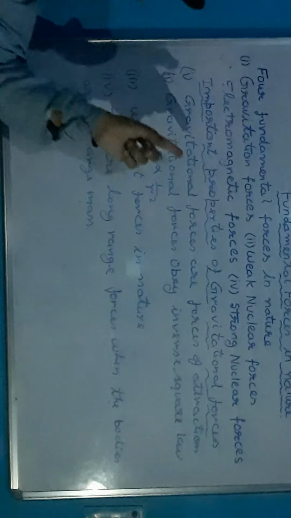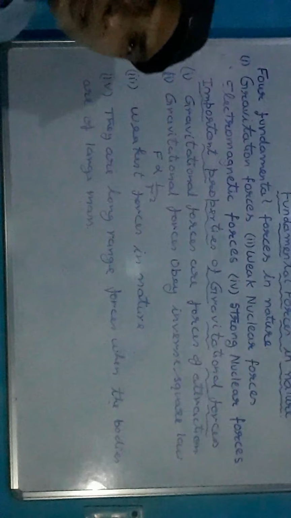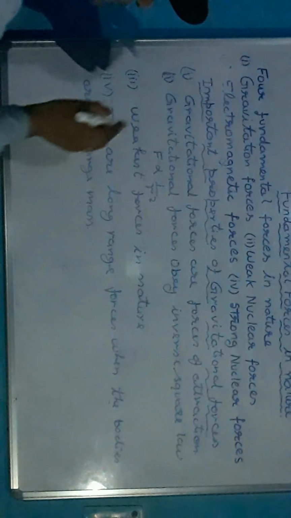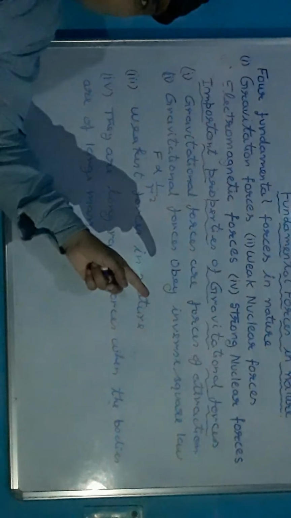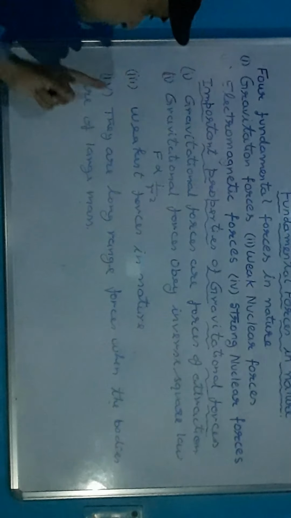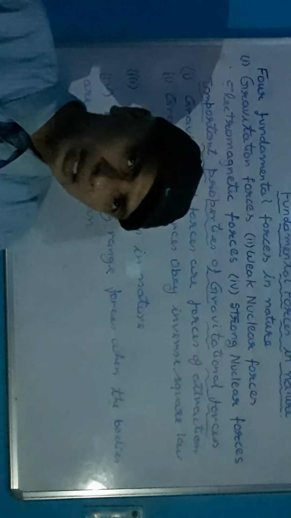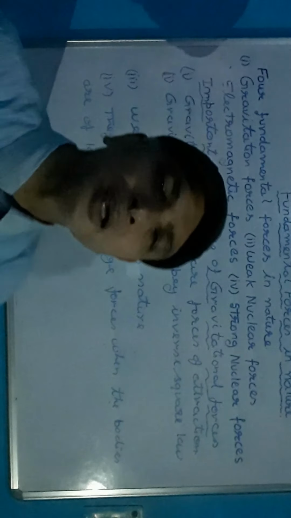So what properties have we studied? Gravitational forces are forces of attraction, an important one. They are not forces of repulsion. Gravitational forces obey the inverse square law. Third, they are the weakest force in nature. Fourth, they are long range forces when the bodies are of large masses. If the bodies are of large masses, they can be applicable over a very large distance. Like taking the example of earth and sun, they are situated at a very large distance, but even there is a force of attraction between them. As a result of it, the earth moves around the sun.